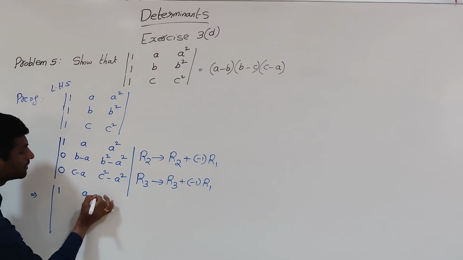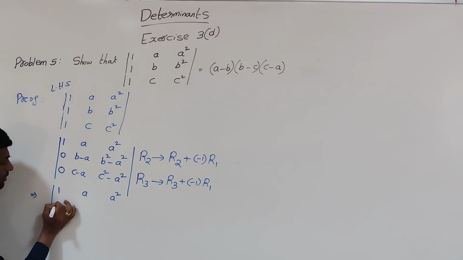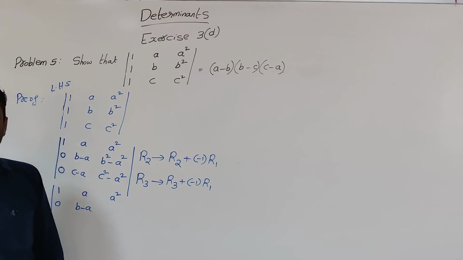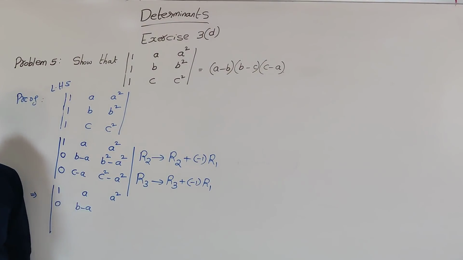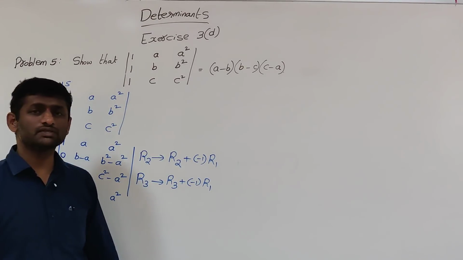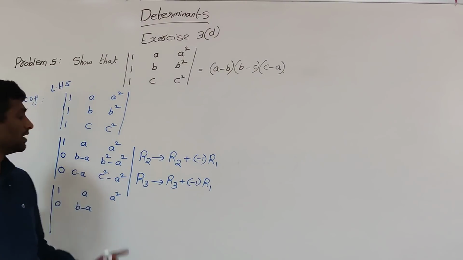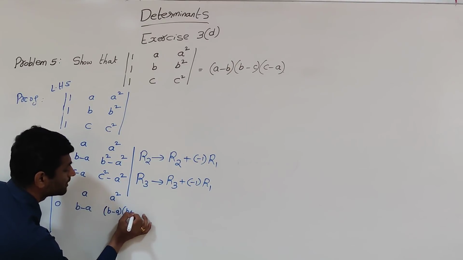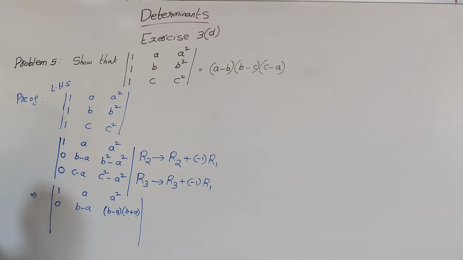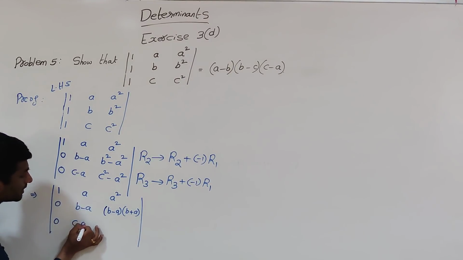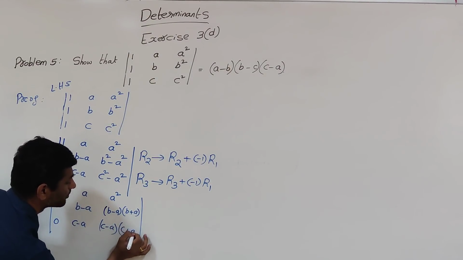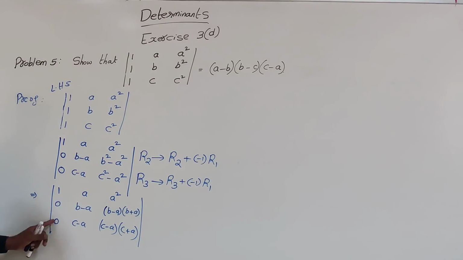The determinant: 1, a, a square; 0, b minus a, and this b square minus a square can be split. Now it is in the form of x square minus y square. So what will be x square minus y square? It can be written as x minus y into x plus y. Similarly, b square minus a square can be written as b minus a into b plus a. And 0, c minus a, again c square minus a square can be written as c minus a into c plus a.